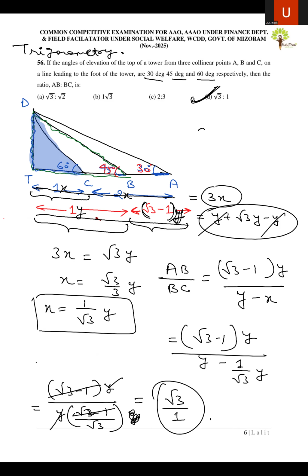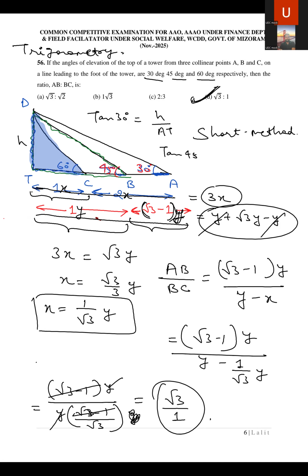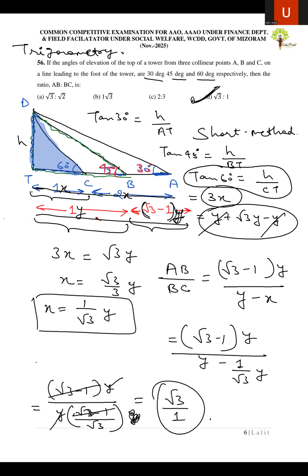Now this is the short method. If you are going by the long way, then you have to apply tan 30. Let us say this is h, and then you have to assume these values. So tan 30 will be equal to h perpendicular by base, that is AT. Then you have to apply tan 45: tan 45 equals h divided by BT. And then tan 60 will be equal to h divided by CT. Then you have to equate all these values, and it will be a long process. This is the easiest way I have told you.